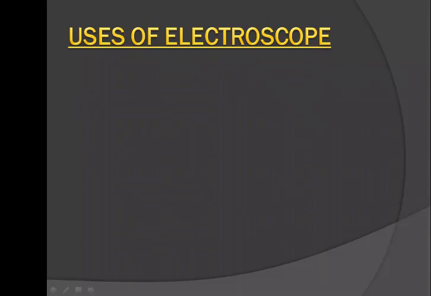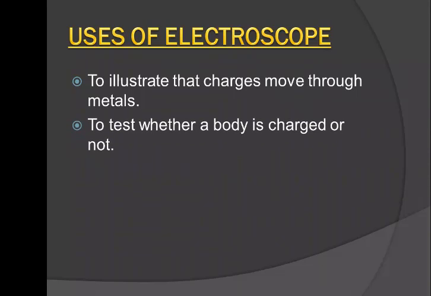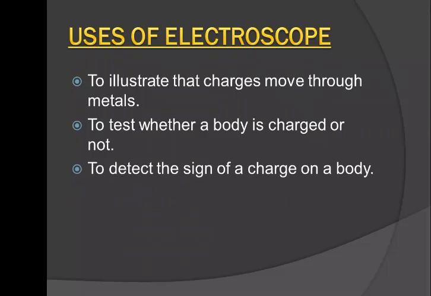Where do we use the electroscope? We use it to show and prove that charges move through metals. We use it to test whether a body is charged or not, or to detect the kind of charge of the body, whether it is positive or negative.